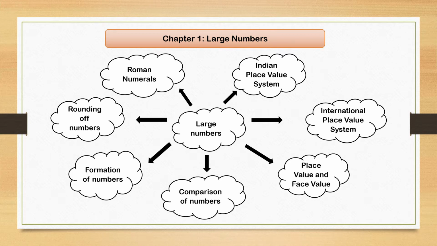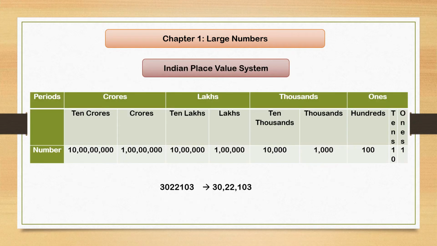We also learned about place value and face value of a number. Next, we learned how to form largest and smallest number from the given digits and comparison of large numbers. At the end, we learned about a new concept of rounding of numbers to the nearest 10, 100 and 1000, and we also learned about Roman numerals. About the concepts one by one.